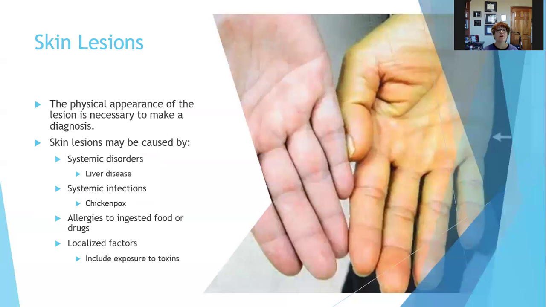Skin lesions may be caused by systemic disorders like liver disease. This is a photograph from the book, and it shows someone with jaundice from liver disease with that yellowish color to their skin. Lesions can also be caused by systemic infections like chickenpox, where you get eruptions on the skin. They can be caused by allergies to ingested food or drugs, or localized factors like exposure to toxins or allergens.